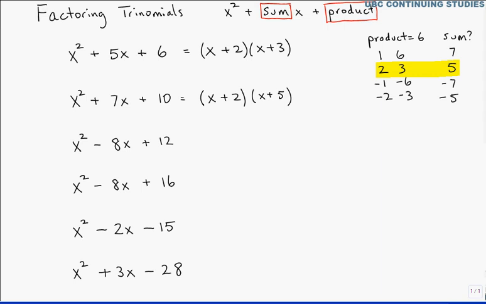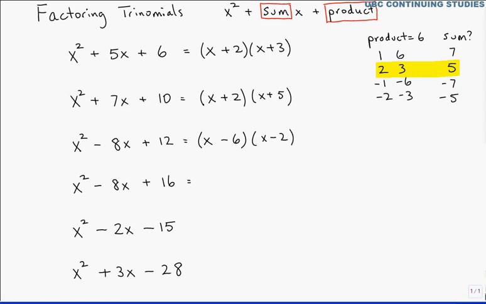Now, once we get into negatives, if the product is positive, but the sum we're looking for is negative, that means we're looking for two negative numbers. So, again, I don't really worry too much about the negatives at first. I put them in afterwards. We're looking for two numbers with a product of 12, sum of negative 8. 6 and 2 have a product of 12, but they have to be negative 6 and negative 2 to give us the right sum. So it's x minus 6 and x minus 2. The order of the factors doesn't matter because remember, it doesn't matter the order in which you multiply things.